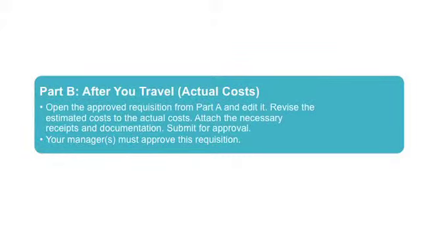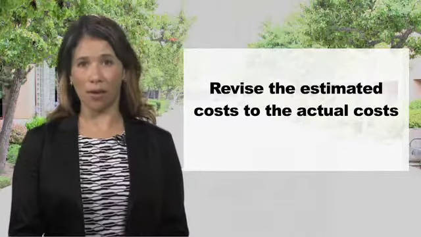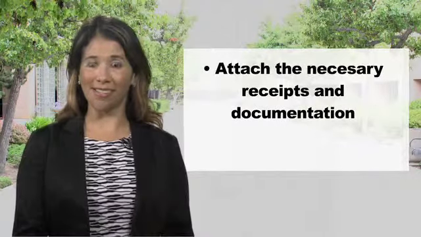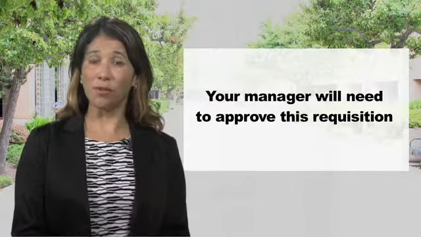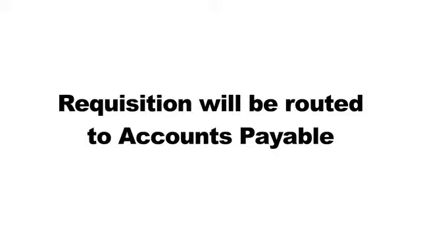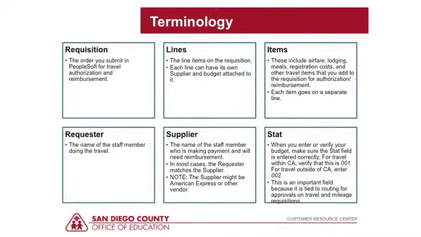Next, go on your trip. After you travel, open the approved requisition from before and edit it. Revise the estimated costs to the actual costs. Attach the necessary receipts and any documentation and submit for approval. Your manager will then need to approve this requisition. From there, the requisition will be routed to accounts payable so you can be reimbursed for any item for which you were designated as the supplier. Some staff members, like administrative assistants, may enter travel on behalf of other staff members as long as they're set up with proper access. Now, here are 6 terms you should be aware of.